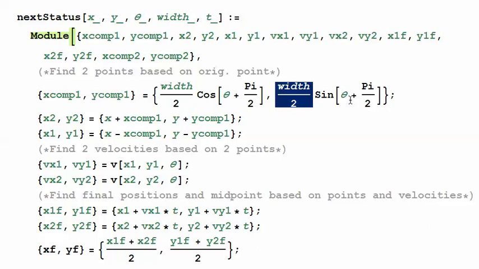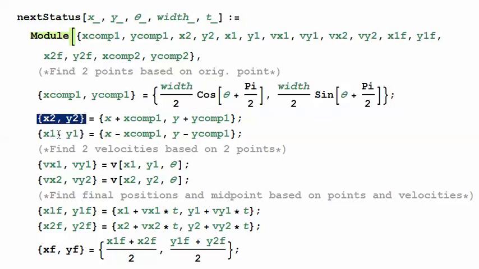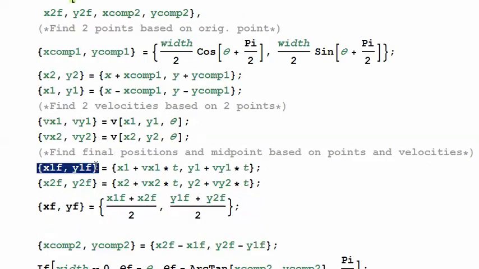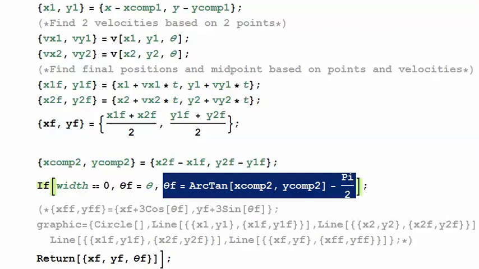So this was finding how far apart the locations of the two sides of the photon were. The two sides of the photon were x2, y2, and x1, y1. Then we calculated the two velocities of those two sides of the photon. Then we calculated two new positions based on those two new velocities. And then we took the average of those two new positions to find the average position of the photon.